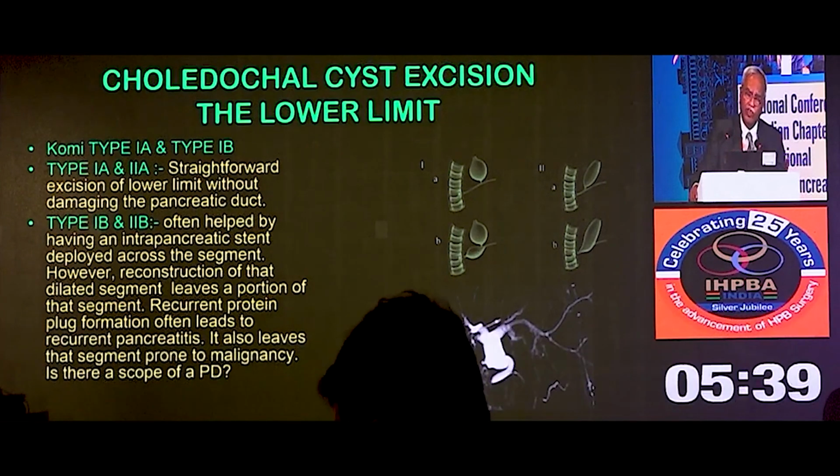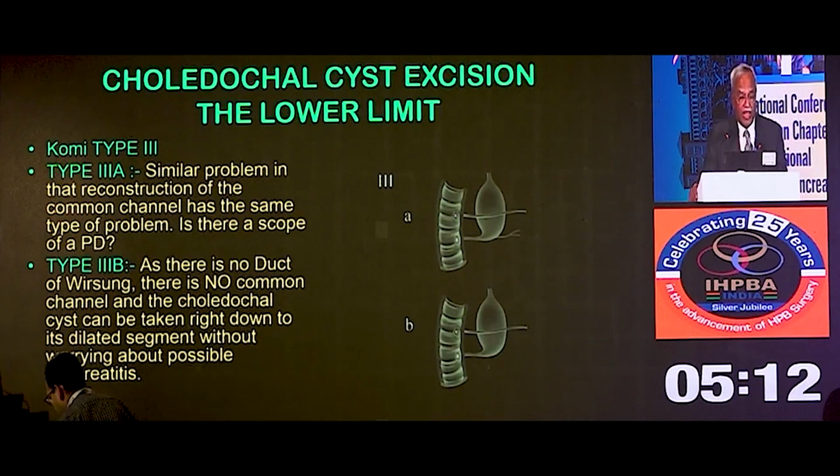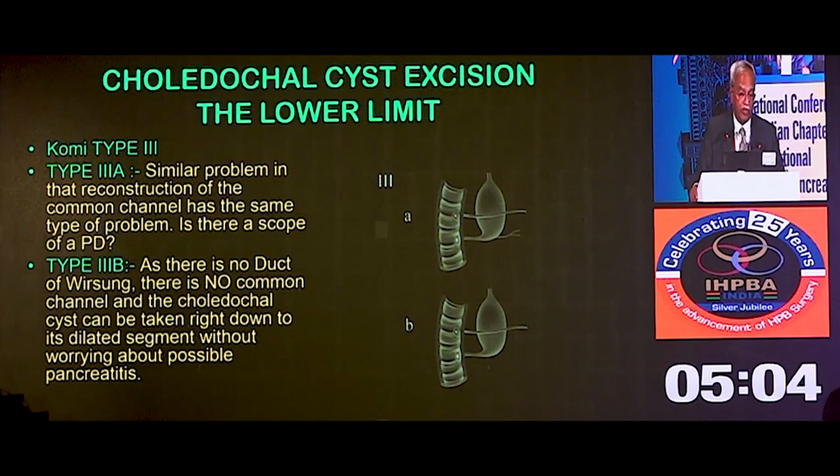What do you do if you have a type B? Either 1B or 2B. You're inevitably leaving a portion of dilated duct behind. So you either have an option of stenting across, but recurrent protein plug formation and recurrent pancreatitis is possible. It also leaves a segment prone to malignancy. So is there a scope of doing a pancreaticoduodenectomy? 3A has a similar problem in the reconstruction of the common channel. Again, is there a scope of doing a pancreaticoduodenectomy?